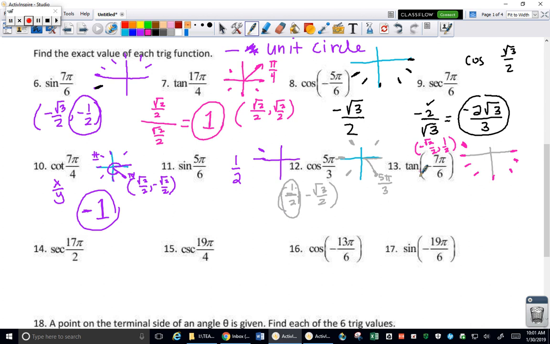So tangent is y over x, which is 1/2 over negative root 3 over 2, which is -1 over root 3. Okay, which, when you rationalize, becomes negative root 3 over 3. So rationalizing means I'm multiplying the top and the bottom by the radical in order to get rid of the radical in your denominator, because back in the day, nobody liked radicals in the denominator.